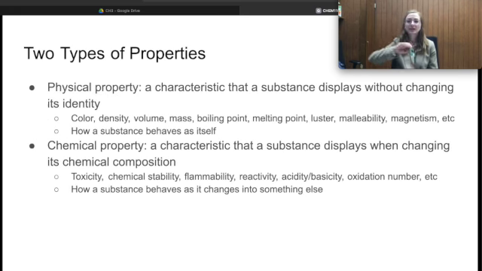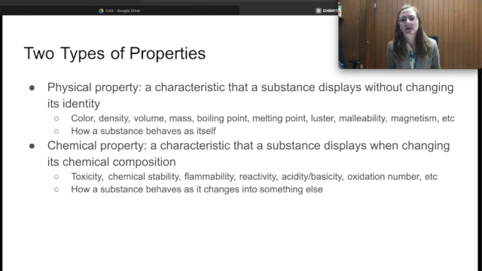So we have two different types of properties in the end. We have a physical property and a chemical property. A physical property is a characteristic that a substance displays without changing its identity. So if it's a physical property, you still have the same atoms and molecules at the end as you did at the beginning. I like to think of it a little bit as how a substance behaves just when it's itself. So this might be something like color, density, volume, mass, melting and boiling points, and so on and so forth.